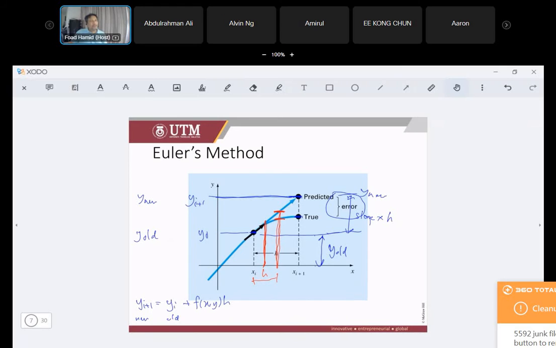So what is the side effect of this? When you make h smaller, you need to do more calculation. For example, if you want to know the value here, and you just use one h from here to here, then it's only one calculation. If you use half of h, then you need to calculate twice, because you can predict this value, and then you can predict this value. So it's twice. If you only take a quarter of the original h, then you need to calculate 4 times.